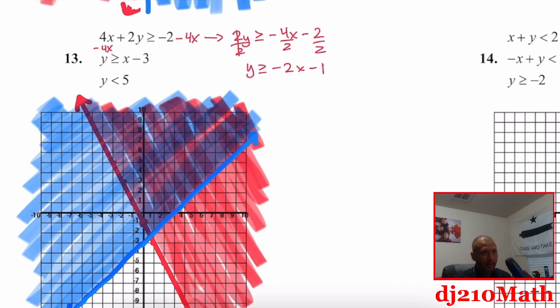Okay, y less than 5. Dotted line for sure. Horizontal line through y equals 5. So horizontal line, and we want less than 5, so smaller than 5.